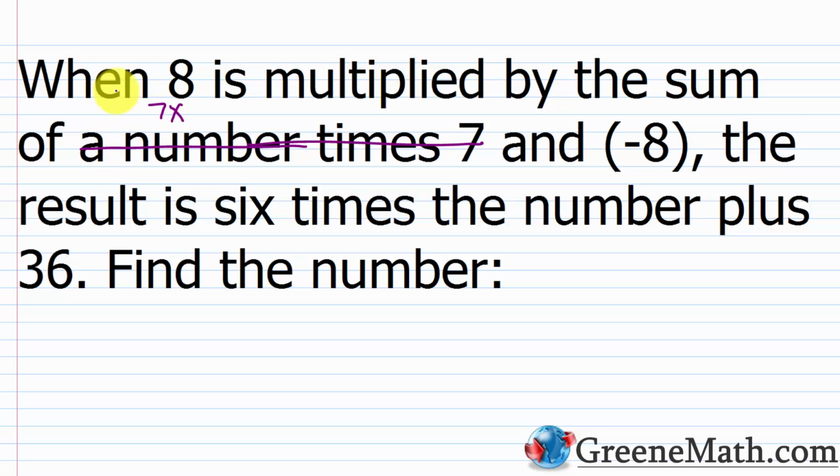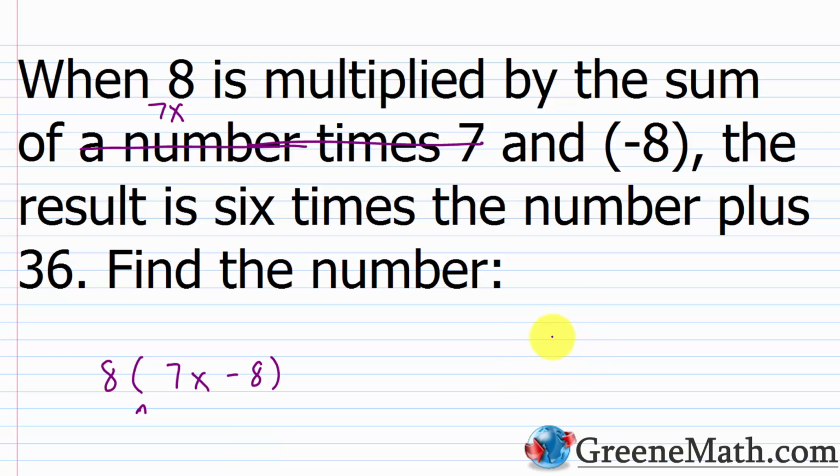So let me reread. When 8 is multiplied by the sum of 7x and negative 8. So 8 is multiplied by the sum of 7x and negative 8. 7x plus negative 8 or 7x minus 8. But it's important that 8 be multiplied by 7x and also negative 8, which is why I used parentheses here. Okay? Very important, just like what I just did over there.